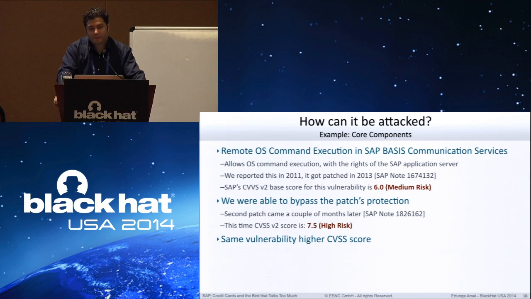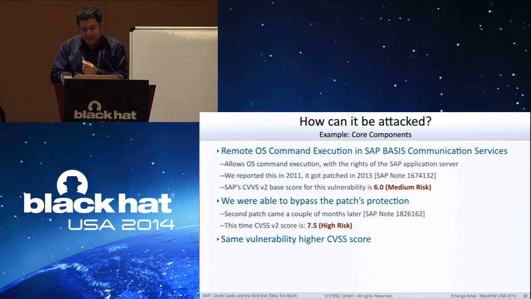Looking at the core, one example is a vulnerability we found in 2011. SAP patched it last year. This vulnerability is quite interesting. It allows you to execute operating system commands on the SAP system as the application server user. What does it mean? You can do anything the application server can do, right? Most probably you cannot format the hard drives because it's not running as root, but still it is a lot. Or at least you can access the database, which is the business data.